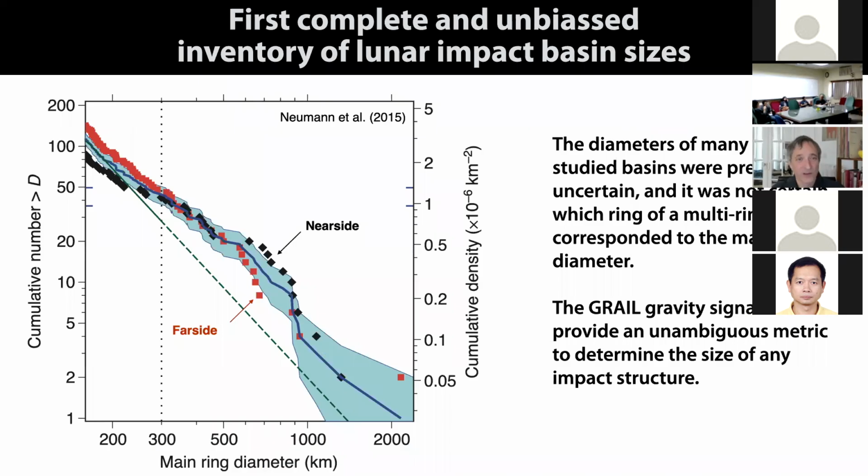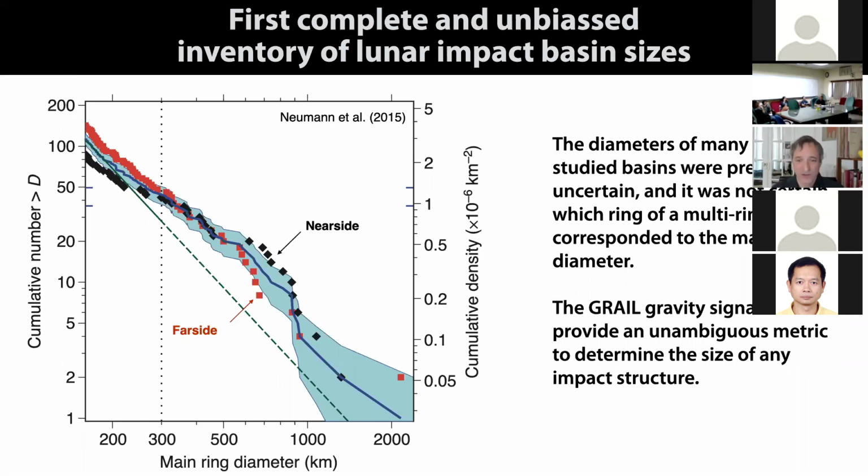So as a result of this, one of the great things that came out of the GRAIL mission is that I think we have the first complete and unbiased inventory of all lunar impact basins. And this is very important because if you read through the lunar literature, there's a lot of debate as to how many impact basins there are on the moon. And there's also a lot of debate as to what is the size of each of these basins.